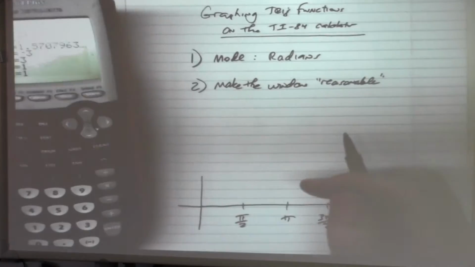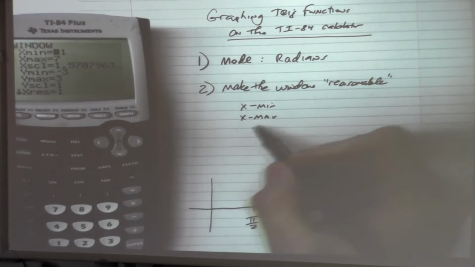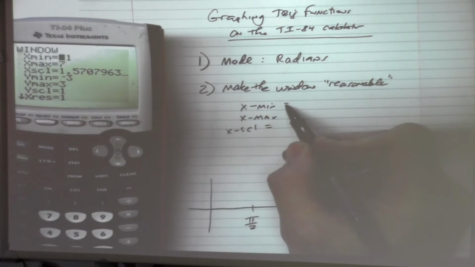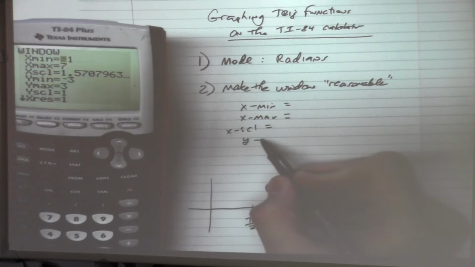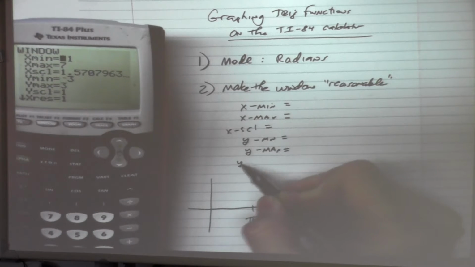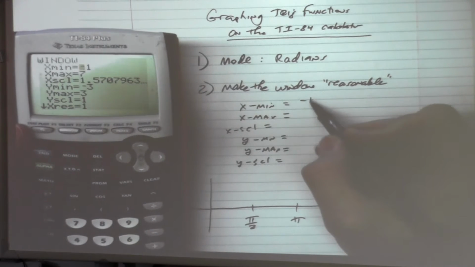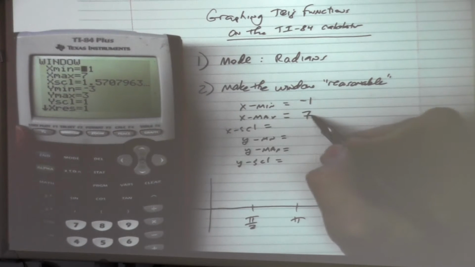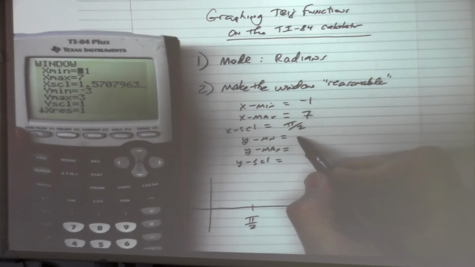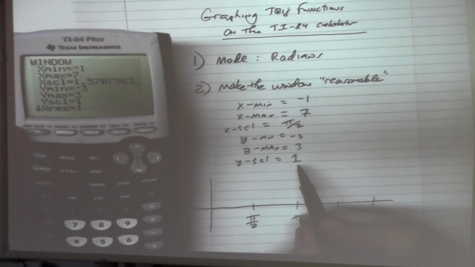So remember, the window that I did was x minimum. Let me write these down here. x scale, y minimum, y maximum, and y scale. So I went from -1 to 7, and this I did as pi over 2, and y minimum -3 and +3, and a 1 for the y scale.